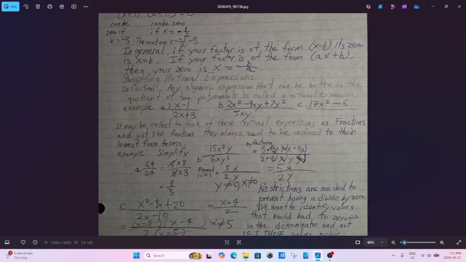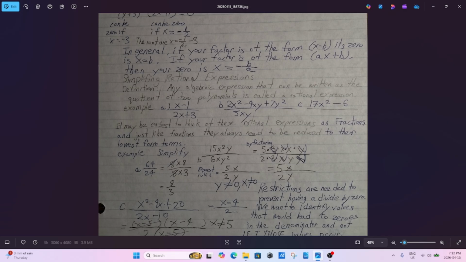Simplifying rational expressions. Definition: any algebraic expression that can be written as the quotient of two polynomials is called a rational expression. Example A, x minus 1 divided by 2x plus 3, or B, 2x squared minus 9xy plus 7y squared divided by 5xy, or C, 17x squared minus 6. It may be easiest to think of these rational expressions as fractions, and just like fractions, they always need to be reduced to their lowest form terms.